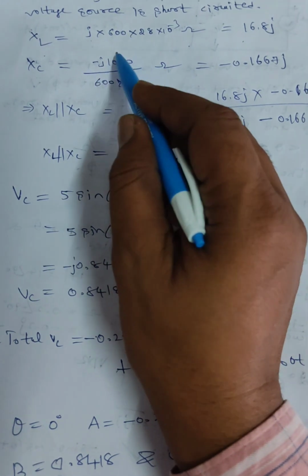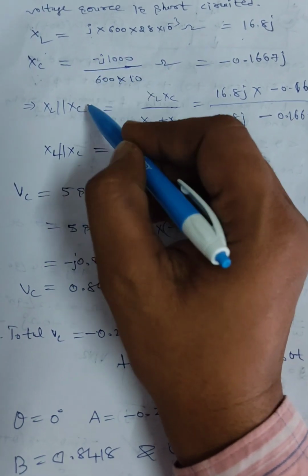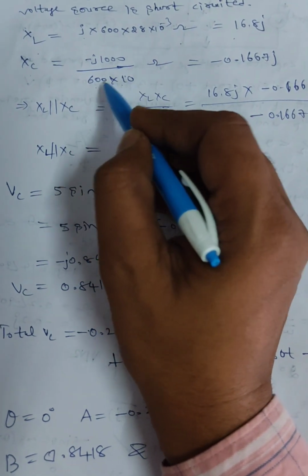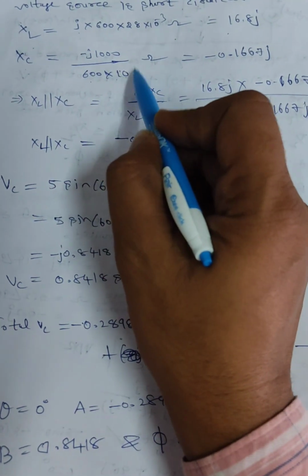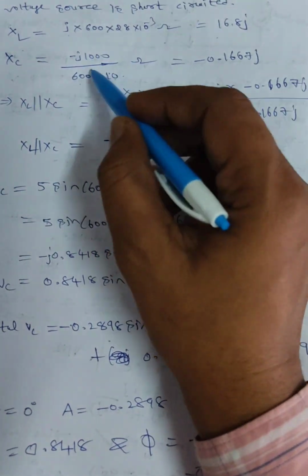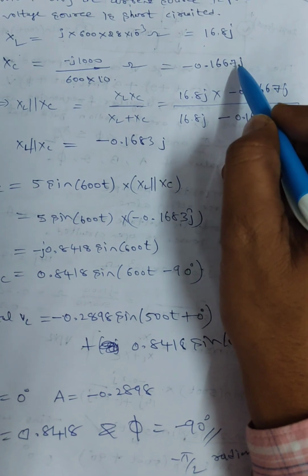Then XC, 1 by j omega C. 1 by j is minus j. So 600 is the frequency and 10 millifarads. Milli is shifted to the right top. Okay, then by simplifying this, you get minus 0.1667 j.